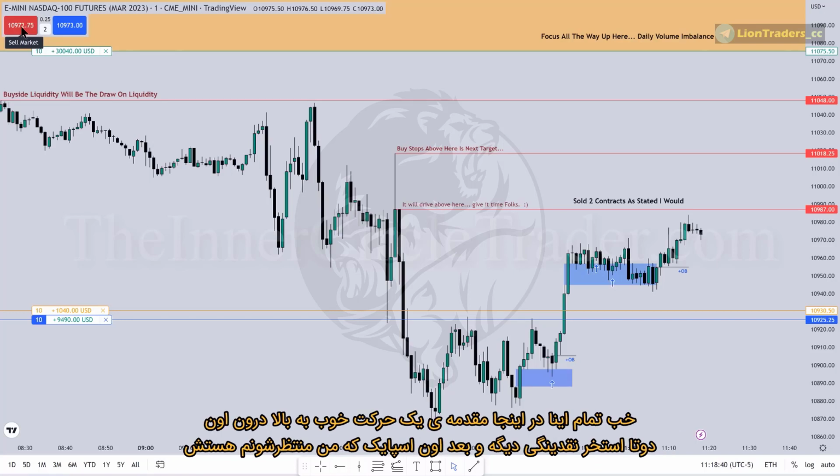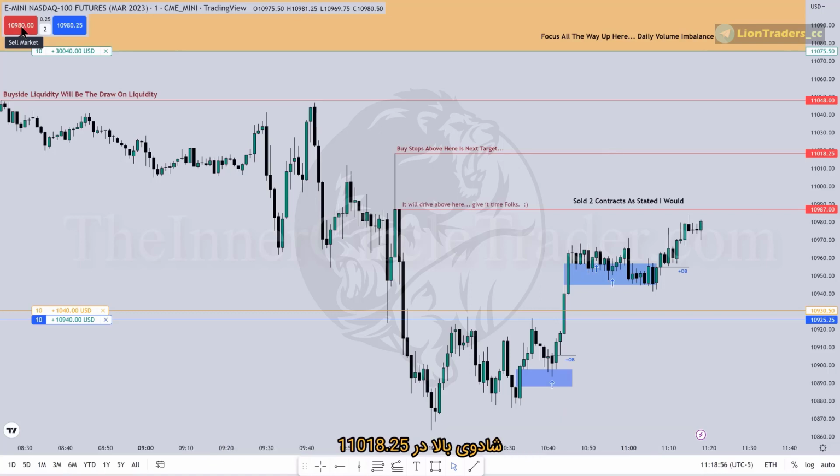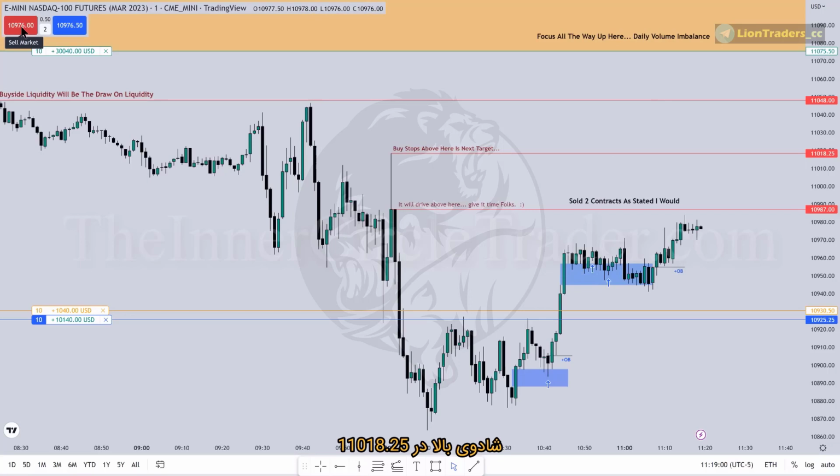So all of this here is preamble to a nice run up into 2 more liquidity pools, the one I'm waiting for, and then that spike wick high at 11,018 and a quarter. Now, again, this is sped up a little bit.